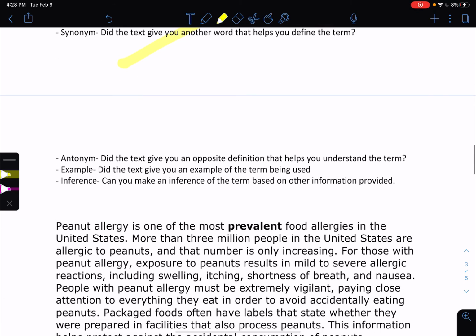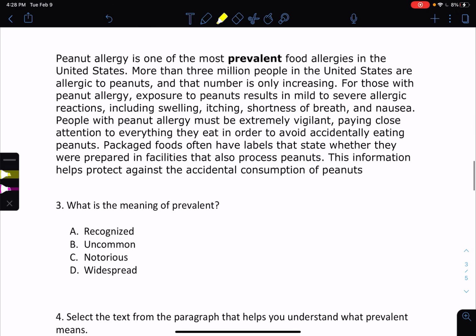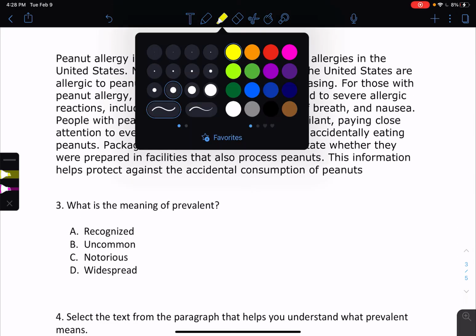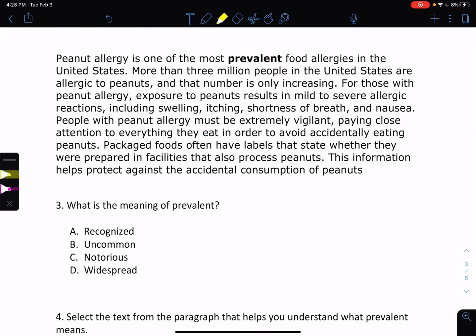We're not doing that part. Okay, here we go. This is a shorter passage. Peanut allergy is one of the most prevalent, so that's the word that we're going to be focusing on. Prevalent food allergies in the United States. Most prevalent. And then they give you the context clue.